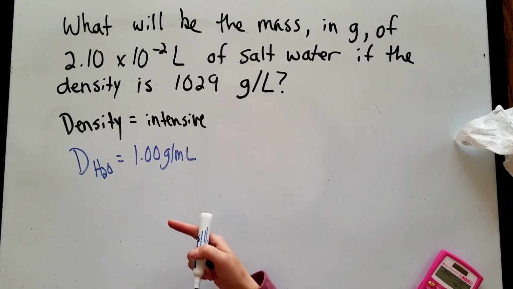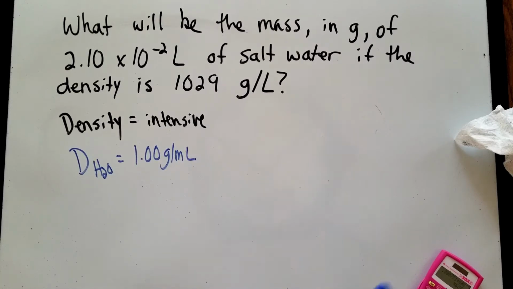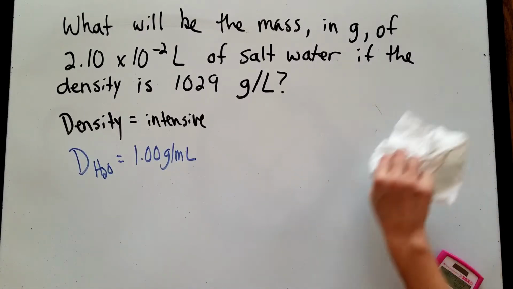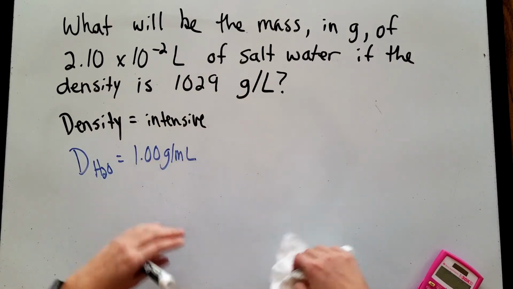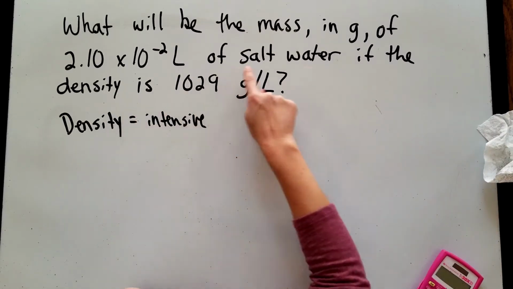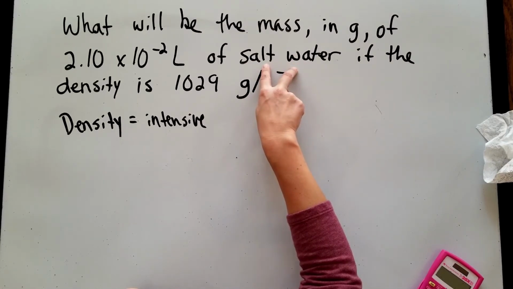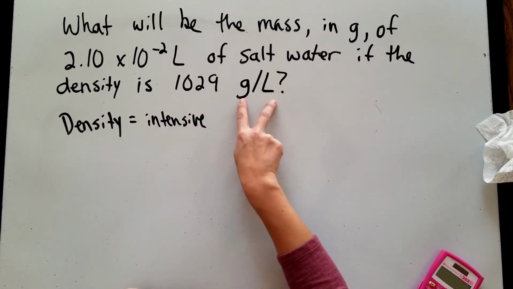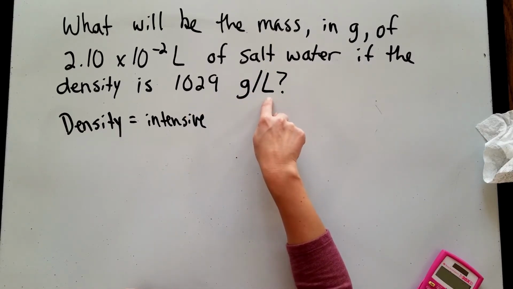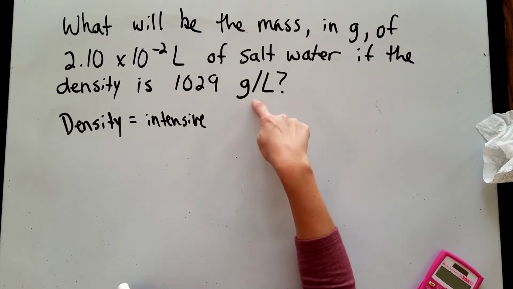Now, what we're going to do is look at a calculation of densities, but what's different about this calculation than the other calculations that we've looked at is the units. Okay, so notice in this question, we are given the density of salt water. So the fact that it has salt dissolved in it means it's not going to be 1.00, it's going to be a little bit different. All right, but the units on the density are grams per liter. And in all the other examples that we've looked at, the units have either been grams per milliliter or grams per centimeter cubed.